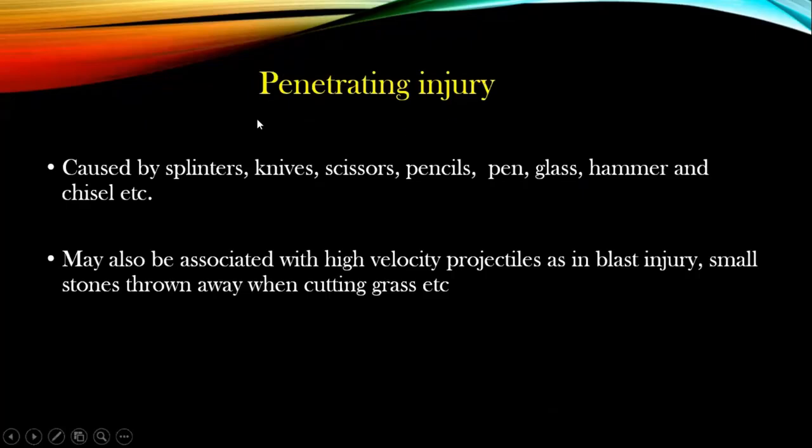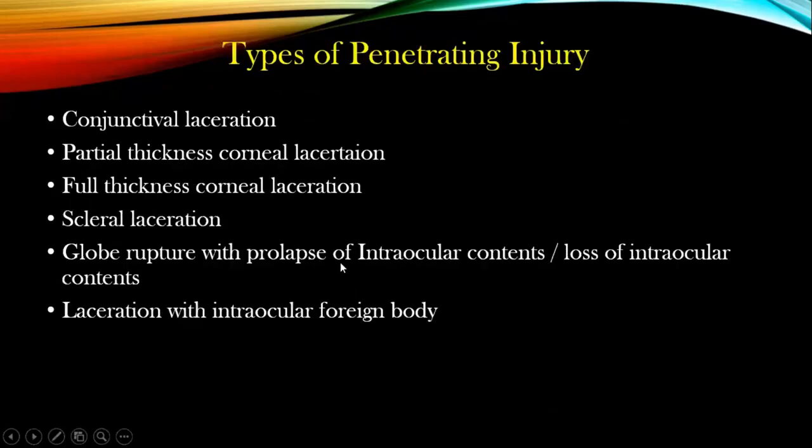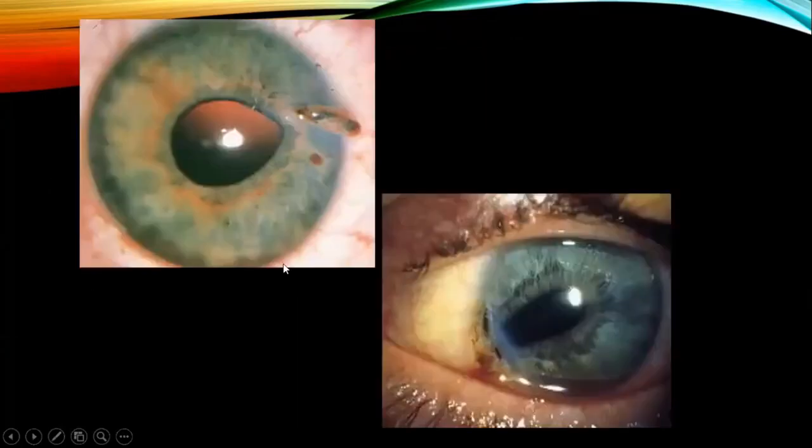Then we'll move on to penetrating injuries. These are caused by sharp objects which traverse through and through the eye, like splinters, knives, scissors, pencils, pens, and so on. They can also be caused by very high velocity projectiles, such as in blast injuries, small shrapnel, and stones thrown up when cutting grass. The types of penetrating injuries include conjunctival lacerations, partial thickness corneal laceration, full thickness corneal laceration, scleral lacerations, globe rupture with prolapse and loss of intraocular contents, and lacerations with intraocular foreign bodies.